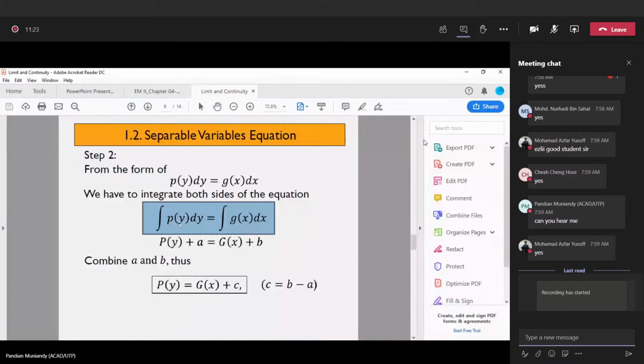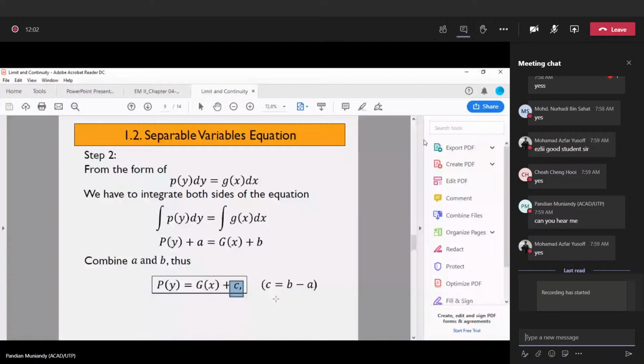So when you integrate p(y) dy, small p, you get big P plus a constant a, because this is indefinite integral. You integrate small g(x) dx, you get big G plus b. But the a and b are constants. So that's why we write P(y) on the left hand side equals G(x) plus c, and c is b minus a. So your final answer must have one constant only, because this is first order. So now the thing is how to find c. So this is the challenge.